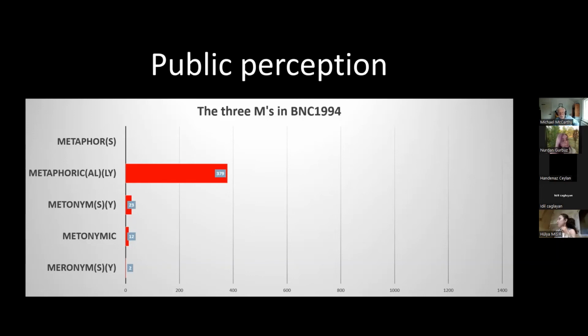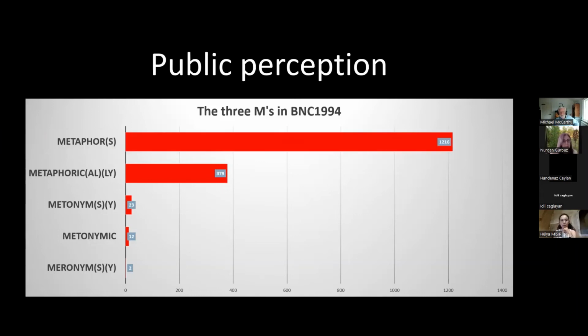Metaphorical and metaphorically, there were 379. And metaphors, my goodness me, there were over 1,000 examples. So this surely tells us something. This tells us quite clearly that for the public, the non-academic world, metaphors are a reality. Metonyms, well, who knows? Just a small, tiny fraction. Meronyms, no, nobody ever talks about meronyms.